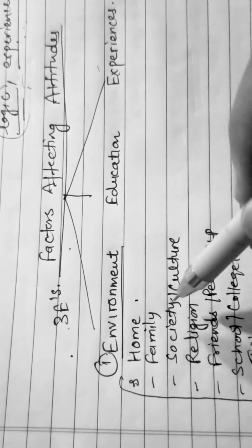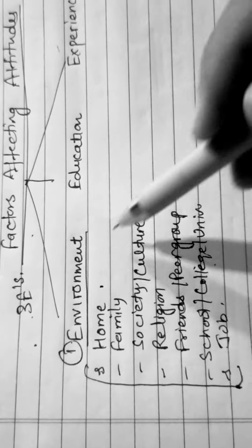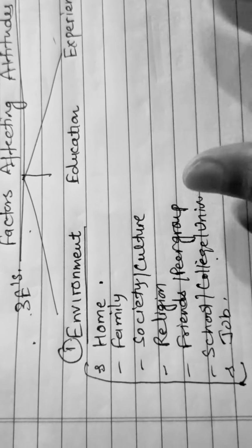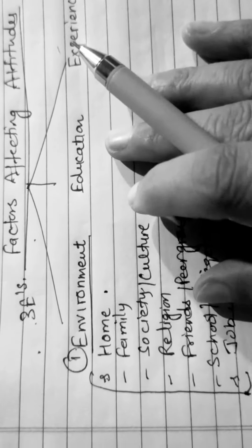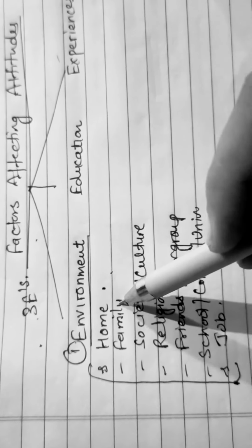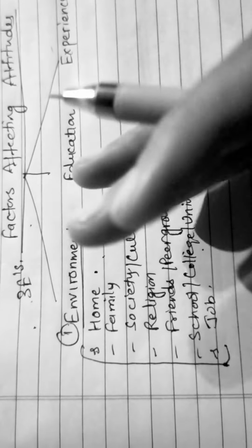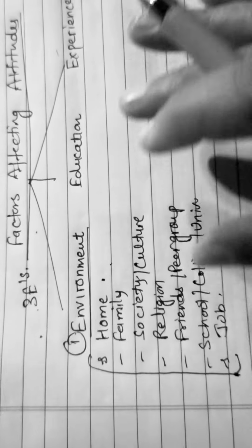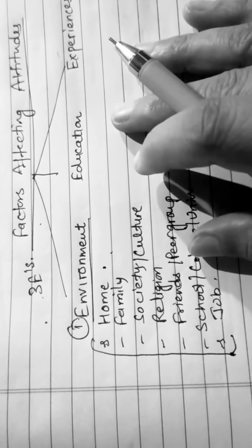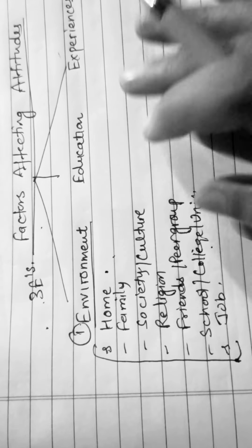Whatever kind of environment you are going to receive in your life, the same kind of attitudes you are going to develop in your behavior. So if your home environment is positive, then definitely you are going to develop positive attitudes. If your society and culture have rational kinds of attitudes, then definitely you are also going to develop the same kinds of attitudes.